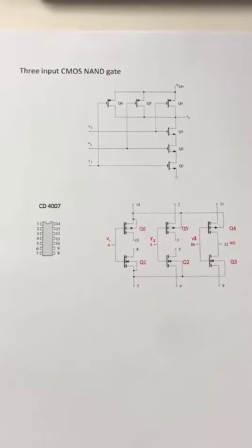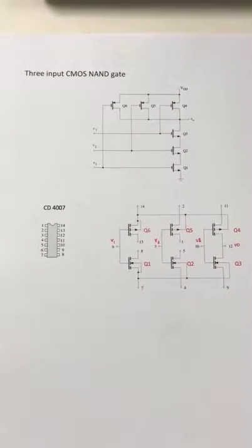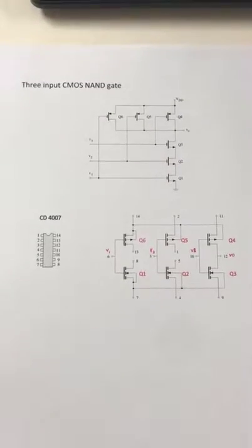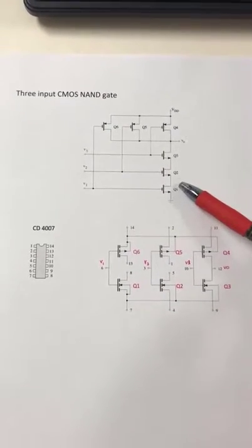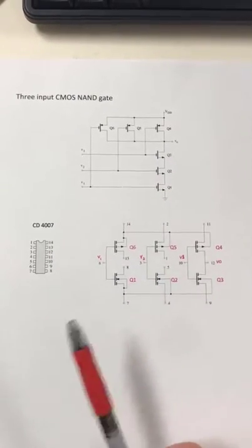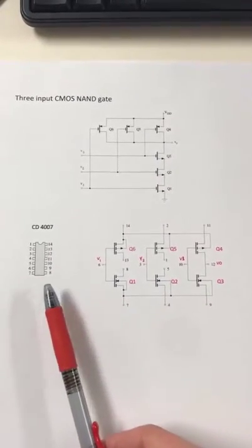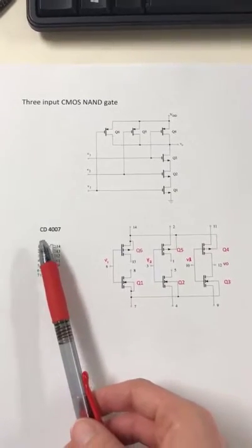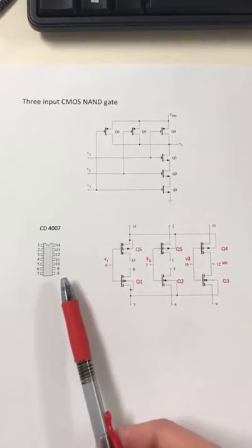Hello everyone, today we are going to build and test a 3-input CMOS NAND gate. We saw the circuit diagram in the class and analyzed it, and now we want to build it in the lab and test it. So for this purpose we are going to use a CMOS IC, which is CD4007, that we have in the lab.